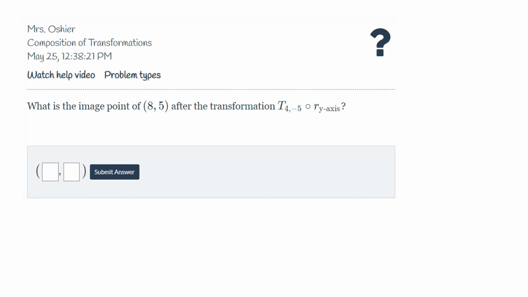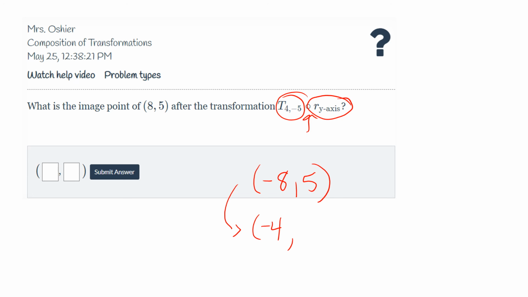The last thing is a composition. Whenever it has this circle, that's the symbol for composition, you always do the one on the right first. So I'm going to apply the rule for a reflection over the y-axis, and that's when you change the sign on the x value. So I get -8, 5. And then the reason it's a composition is I'm now going to use this point and do the next thing, which is translate by 4, -5. So I'm going to add 4 to my x value, and I'm going to subtract 5 from my y value. So -4, 0 is my final answer. And that is how you do the first 6 sections of the quarter 3 credit recovery assignment.